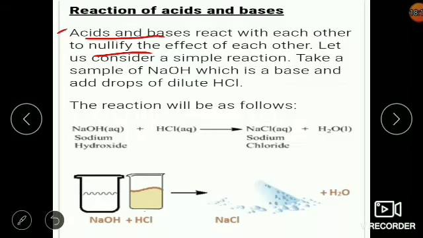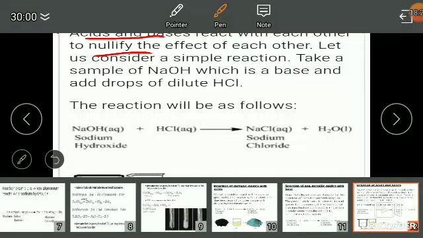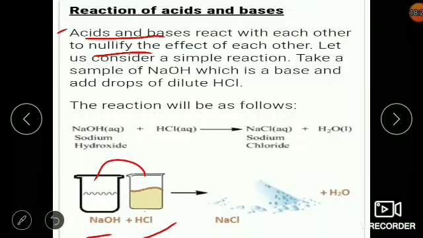Let us consider an example. We have taken sodium hydroxide base, and here we are adding a few drops of HCl to it. In a base we are adding some acid. In the product, we can see some salt, NaCl, formed along with water. So when you mix acid and base together, the product is salt and water.